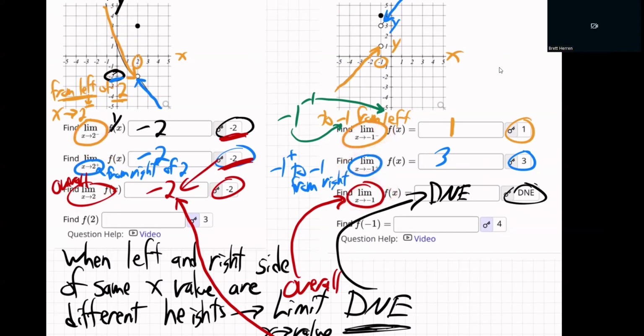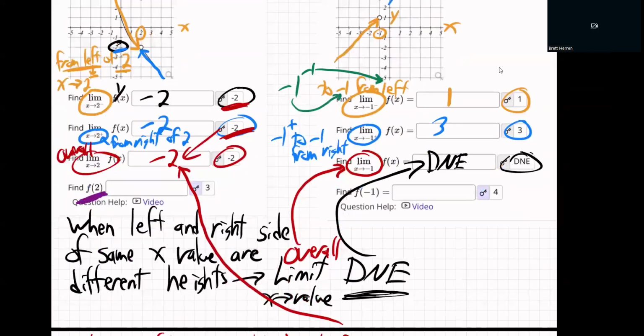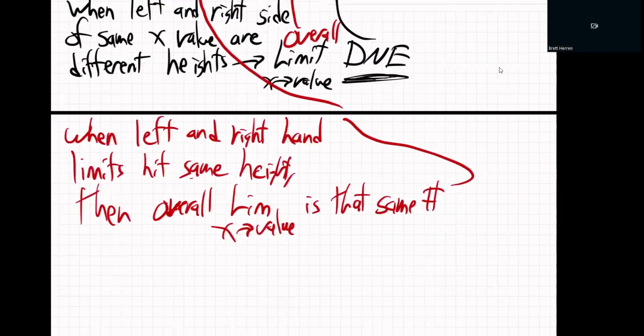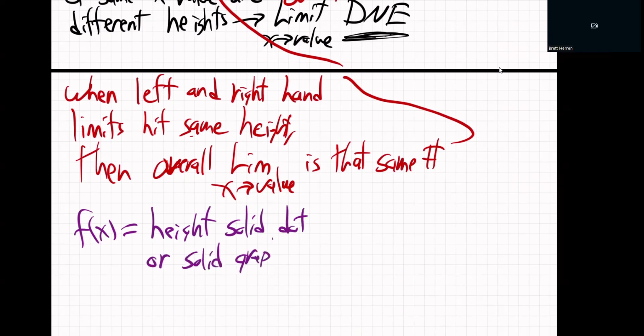All right. Now the final question they're asking is, what is the actual function value at 2? What's my actual function value at 2? Meaning just at f of 2. Well, that means where's the solid dot? So f of 2, whenever they just give you f of x equals, is the height of the solid dot or solid graph at that x value.